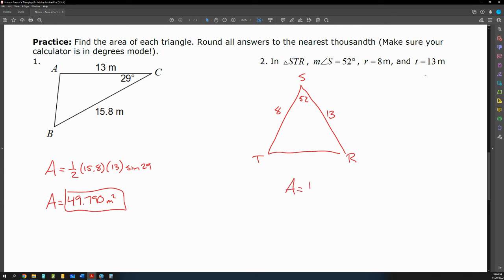So area is equal to 1/2 times side length T times side length R times the sine of angle S. So the area is equal to 1/2, T is 13, R is 8, and then we have sine of our angle, 52.